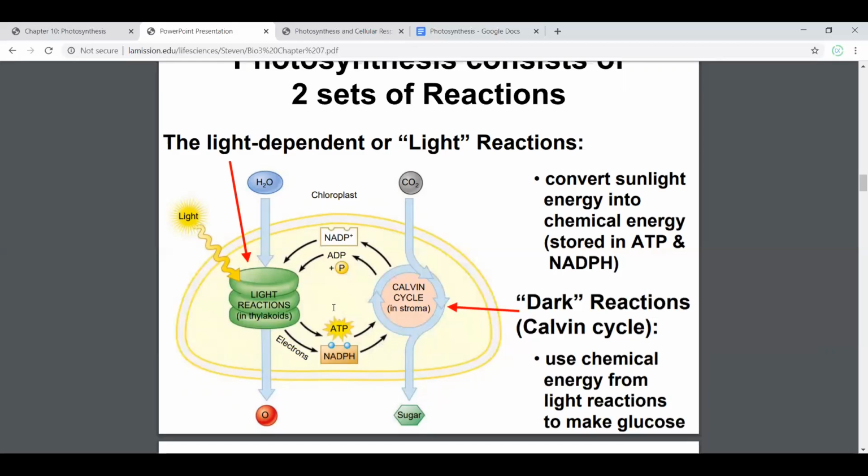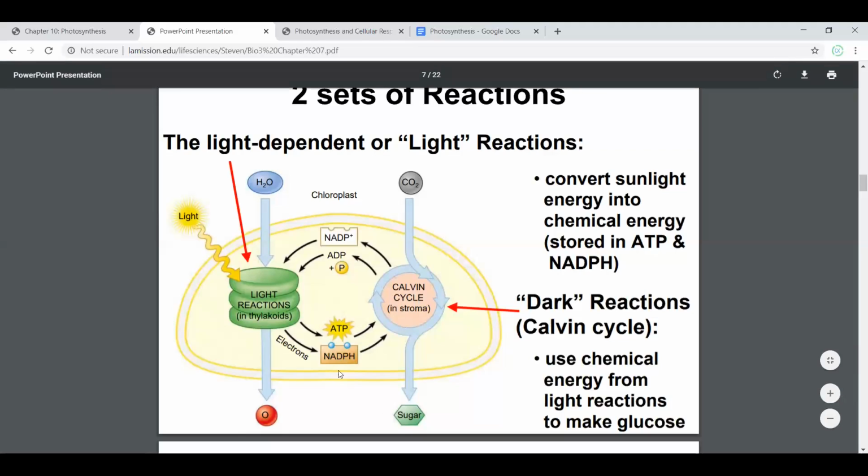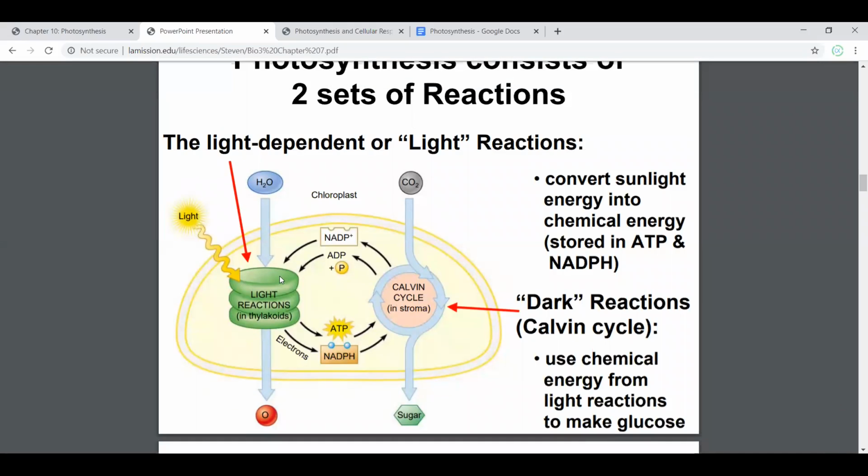We also create NADPH. Notice this is a little bit different from cell respiration. Before, it was NADH. Now it's NADPH. It just has an extra phosphate group. So the light reactions create ATP and NADPH. The Calvin cycle will use up the ATP and NADPH, creating NADP plus and ADP and a phosphate group. And then these molecules are cycled throughout these two cycles.